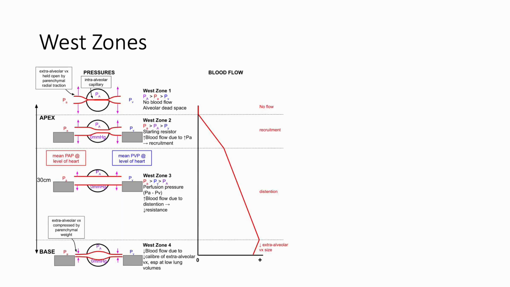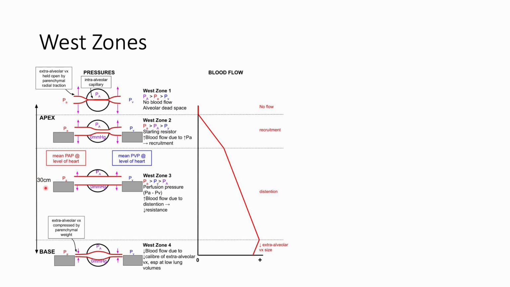This is a very busy slide, but I only want to use it to discuss 2 points. The first thing is we want to understand why West Zone 1 is alveolar dead space, and the second thing is to understand why perfusion increases going from the apex to the base in the upright position.